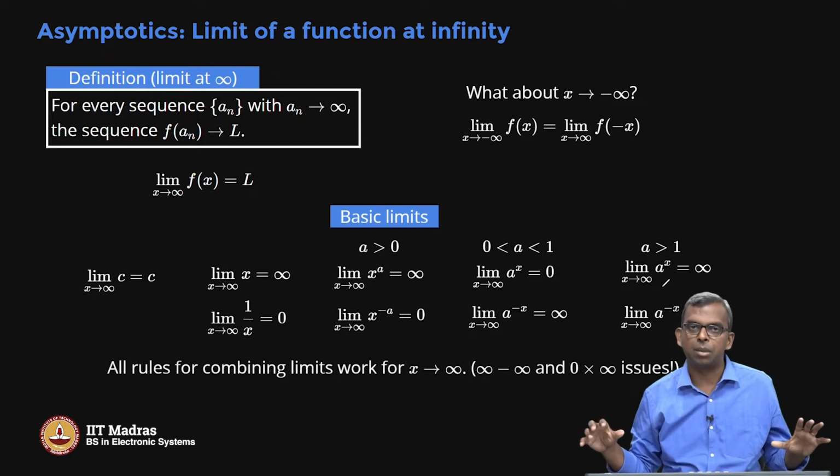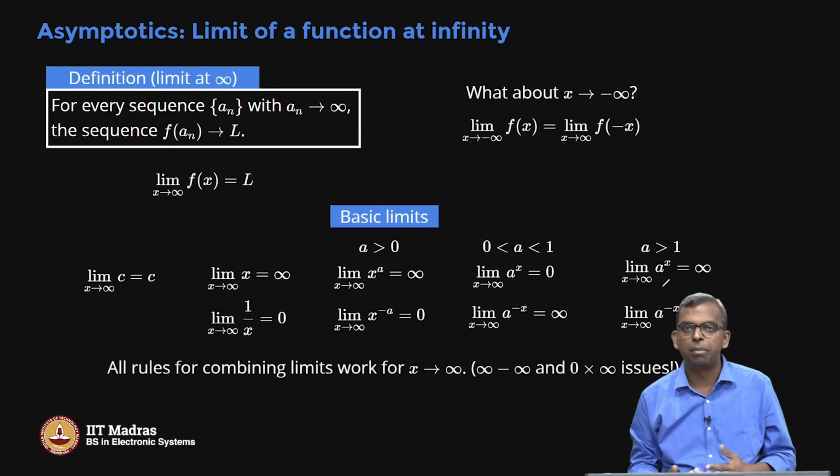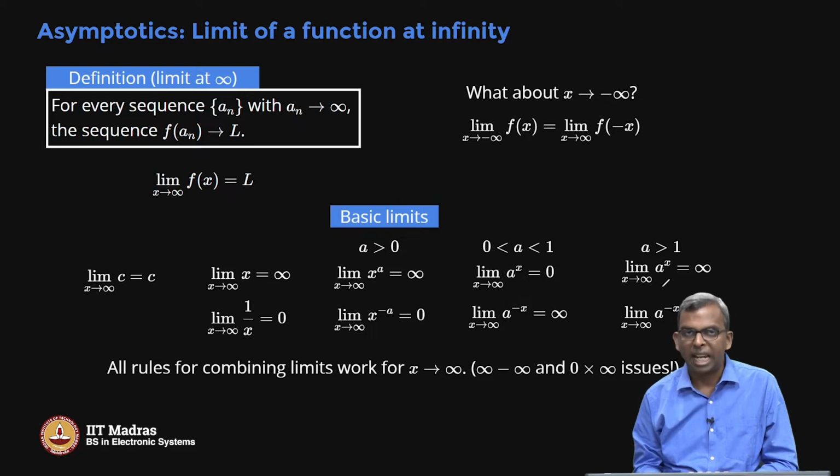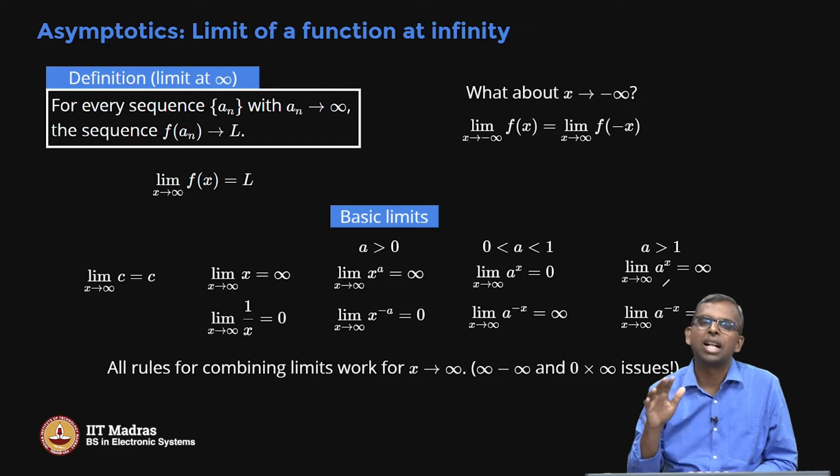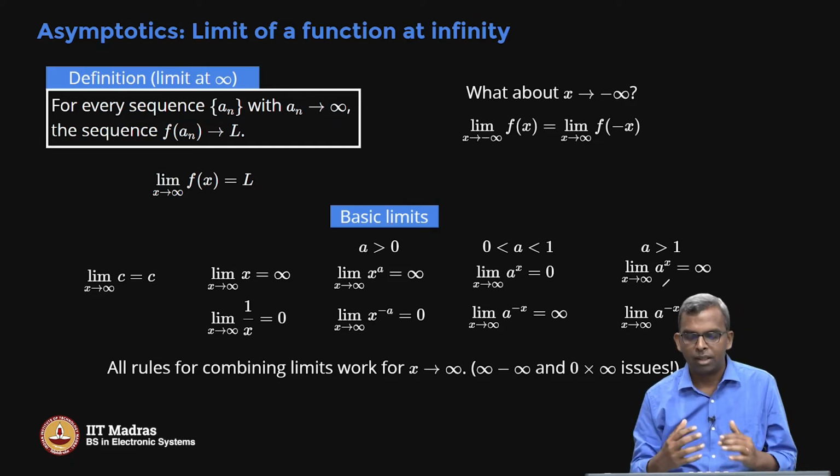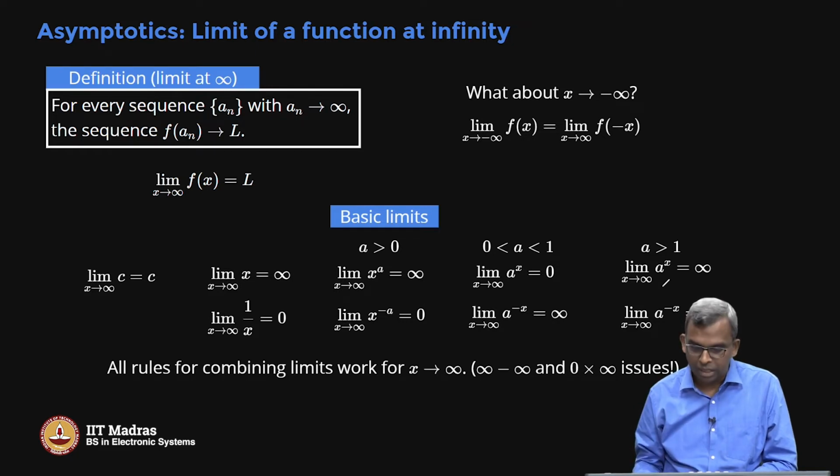Once we have our basic limits, we use our rules to combine them to figure out the limit for any other function. Of course, you have to watch out for infinity minus infinity and 0 into infinity. That will always be a problem, you can't do anything about it. But when you run into that problem, you look at it closely, that's all. Otherwise, you can use these limits happily to figure out limits at infinity, the asymptotic values taken by the function.